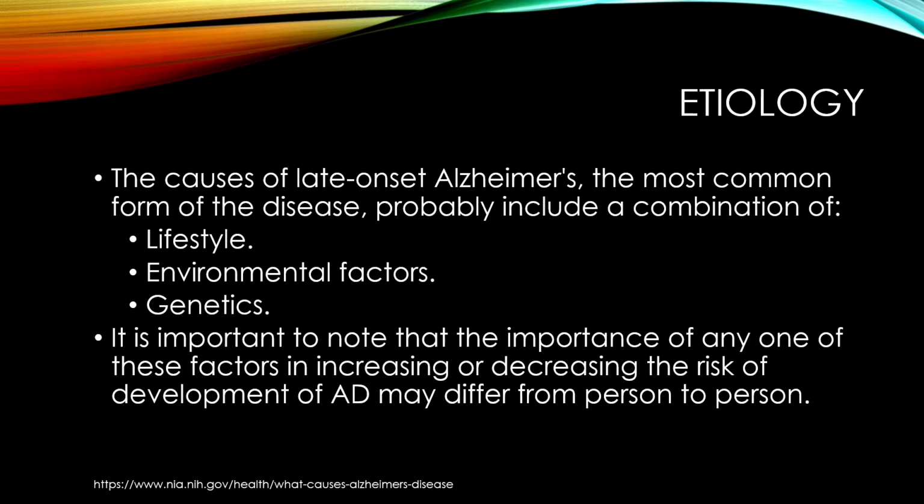So the cause or causes of late onset Alzheimer's, the most common form of the disease, probably include the combination of your lifestyle, environmental factors, if we're talking about toxins and exposure to toxins, and genetics. But we'll pick on lifestyle especially, and genetics.